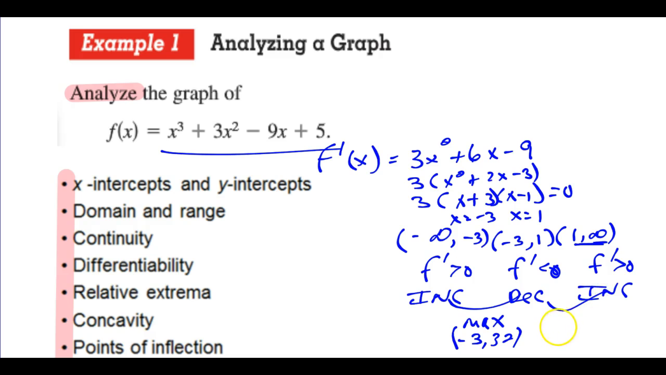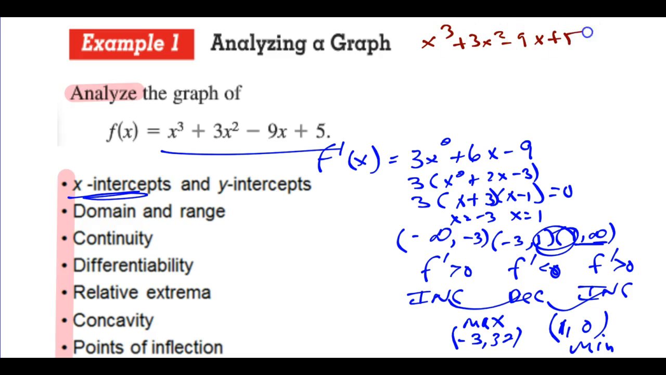And then decreasing to increasing, you locate a min. There's the minimum right here at (1, 0). So you're locating maxes and mins. One thing, to find x-intercepts, you have to set the function equal to 0. So when you set x cubed plus 3x squared minus 9x plus 5 equal to 0, you could try to factor that by grouping, but I don't think it works.